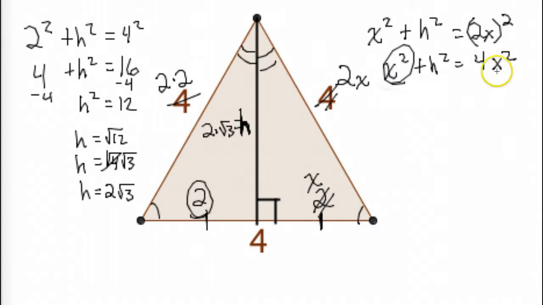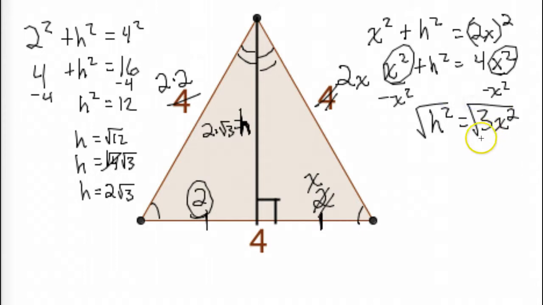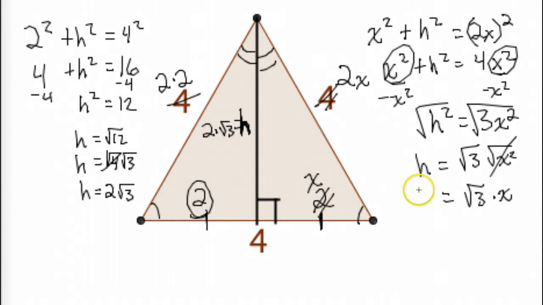Now we can regroup these x squareds here. So if I subtract x squared from both sides, moving it over to the other side, then h squared becomes 3x squared. And then I could take the square root. h is going to be, all right, now what's going on here? Let's pull the number out of the variable here. That would give me square root of 3 and square root of x squared. Well, square root of x squared is an easy one. That's just x. So I got square root of 3 times x.